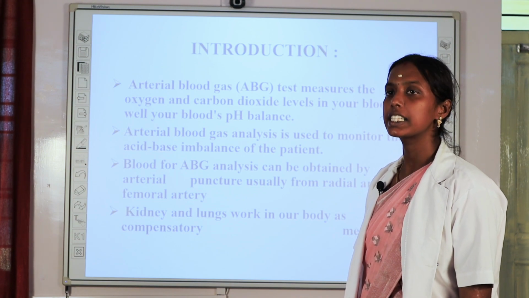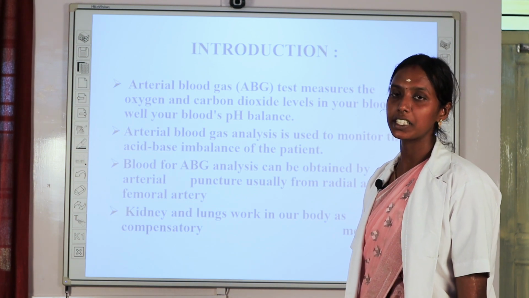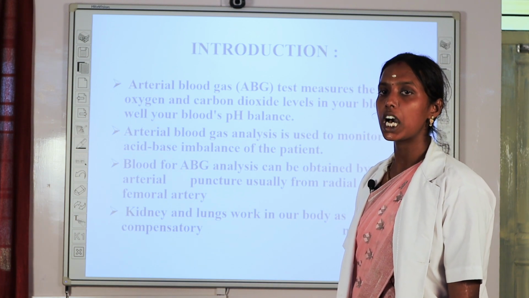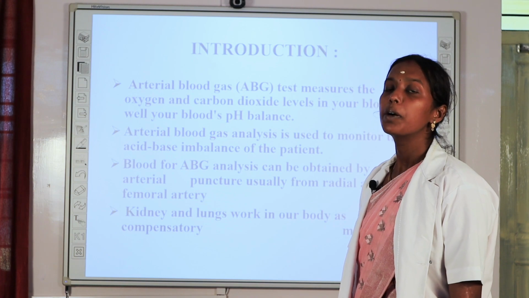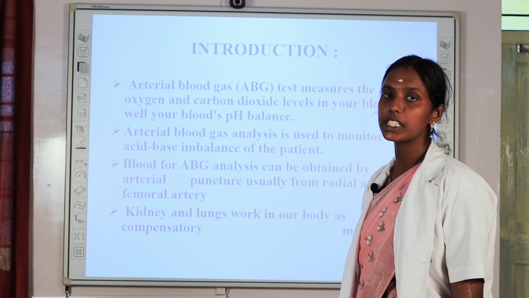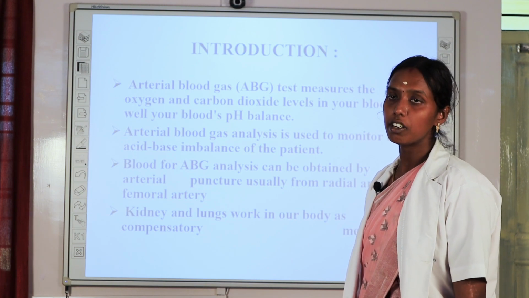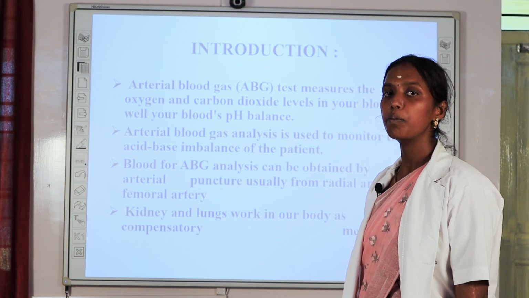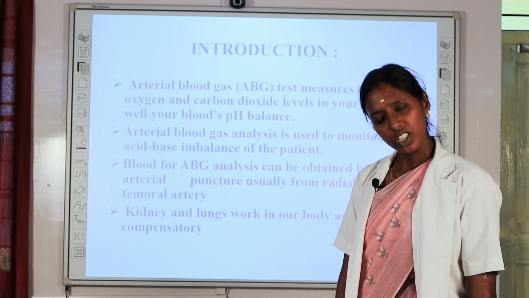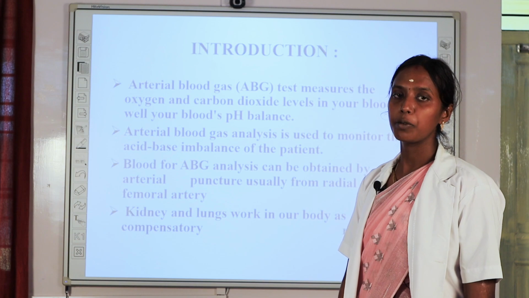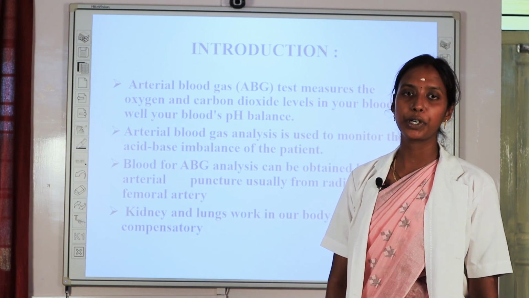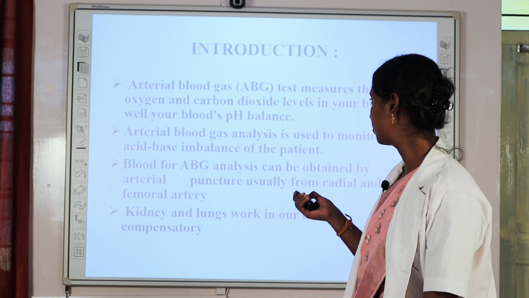For blood gas analysis, the blood sample can be obtained by puncturing the artery. It may be the femoral artery, the radial artery, or the brachial artery. The kidney and lungs work as a compensatory mechanism. Why? Because the kidney maintains the bicarbonate level and the lungs maintain the PaCO2 and PaO2, that is, the partial pressure of carbon dioxide and the partial pressure of oxygen.